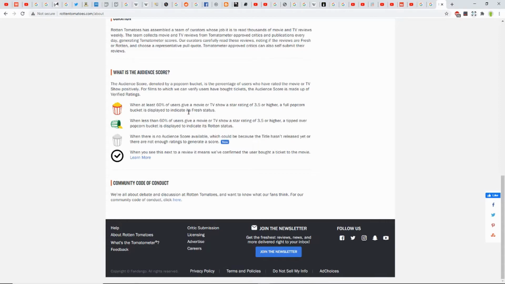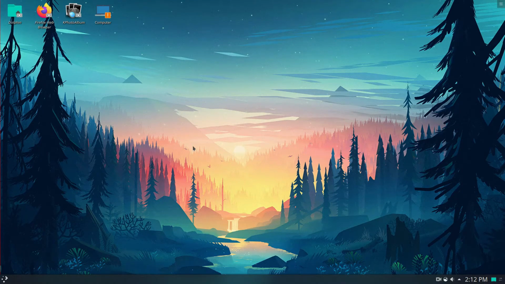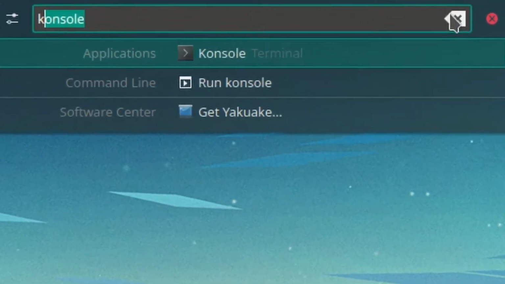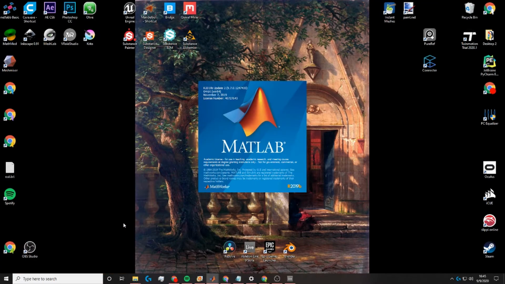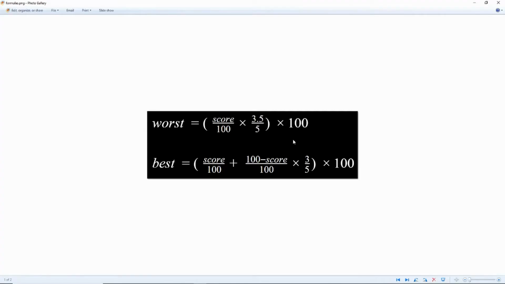Anyways, so I've decided to translate Rotten Tomatoes score into a score that makes sense. So I made a formula that calculates the worst possible average score and the best possible average score for a given Rotten Tomatoes score. So to run the numbers, I open up MATLAB, and while we wait 10 years for that to load, I'll go over the formulas really quick. So here they are. I tried to write them pretty legibly, but I'll go over them anyways.